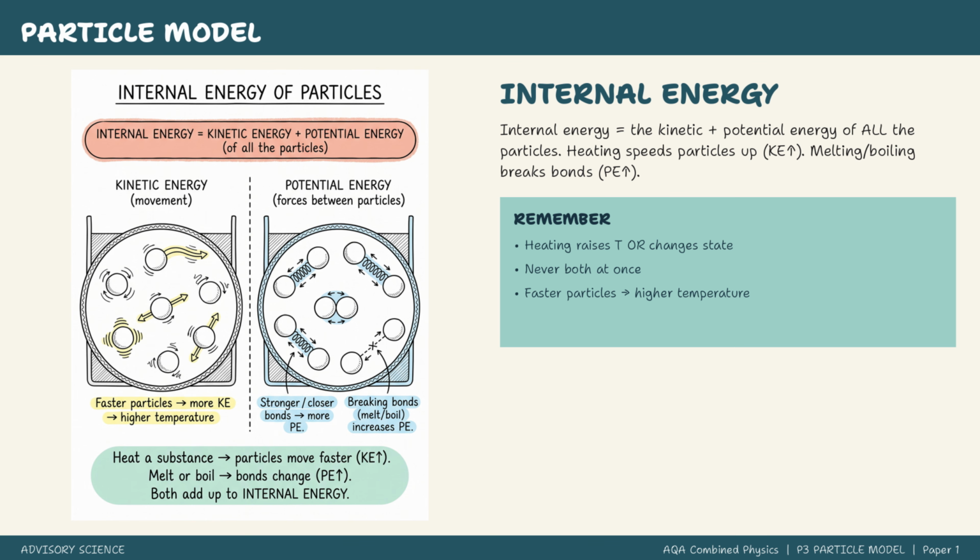Internal energy and latent heat. Every object stores internal energy, which is the sum of the kinetic and potential energy of its particles. Kinetic energy tracks how fast the particles vibrate, which we measure as temperature, while potential energy tracks how far apart the particles are. When you heat a substance, you increase its internal energy, which either raises its temperature or changes its state, but it never does both at the same time.